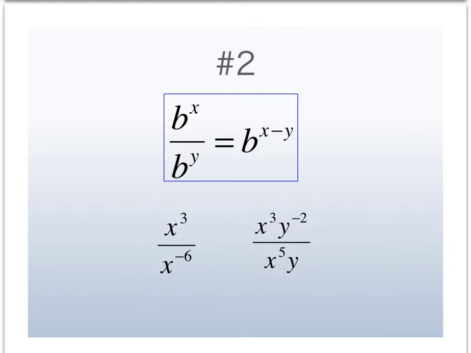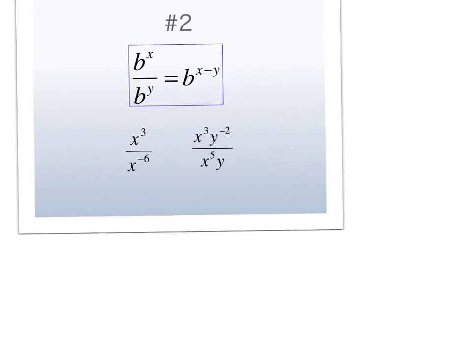For rule number 2, it's pretty similar to number 1, except we're dividing bases. Again, your bases have to be the same. They both need to be b's. As in the last slide, multiplication and addition went together. Here, when you're dividing the bases, b to the x divided by b to the y, division is going to be paired up with subtraction. So your answer here would be b to the x minus y.